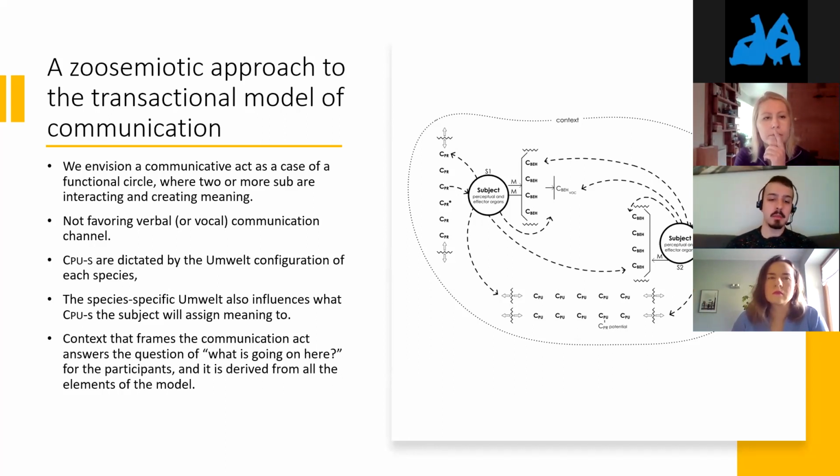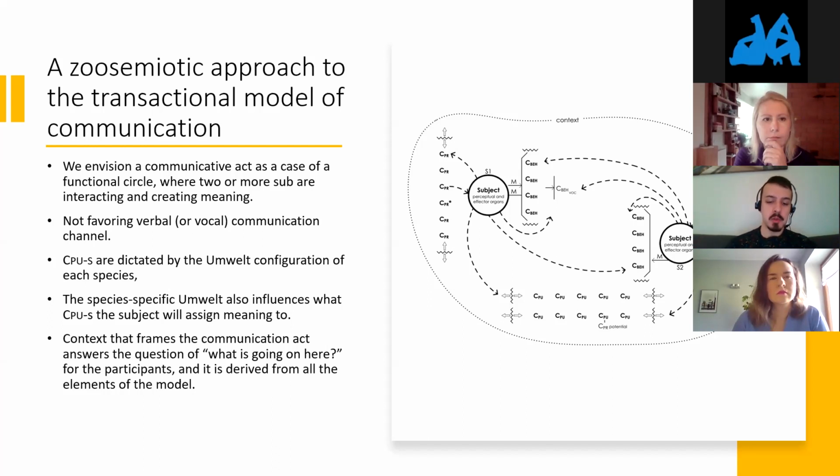They are generally also influenced by the Umwelt of the species, in a sense, because the way that each species will give meaning to each environmental cue depends on the repertoire of the species and on the perceptual and effector organs of the species. And in addition to this, individual factors also need to be considered, especially in the case of species with more complex Umwelten.